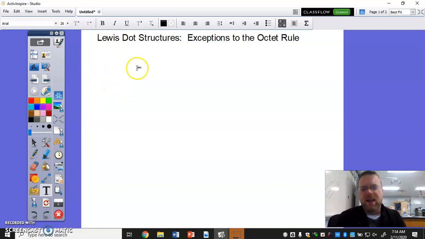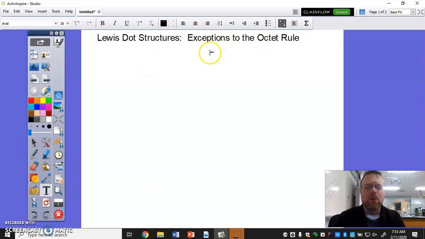Hi, Wade Hampton students. Today we're going to be talking about Lewis structures a little bit more, and we're going to be focusing on a couple of additions to what we originally learned about making Lewis dot structures. And the first thing is we're going to focus on exceptions to the octet rule.